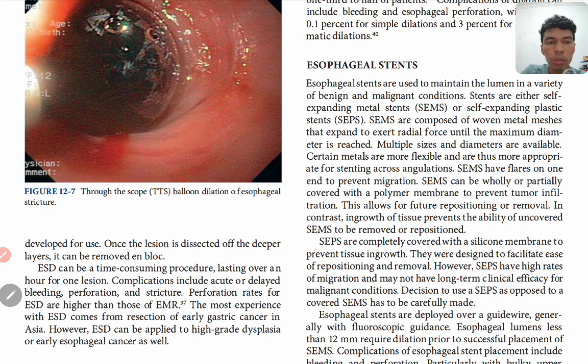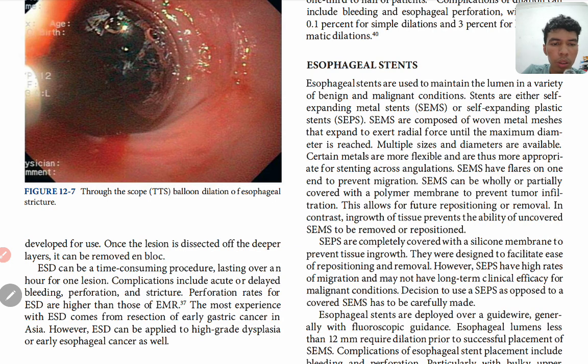Certain metals are more flexible and are thus more appropriate for stenting across angulation. Stents have flares on one end to prevent migration. Stents can be wholly or partially covered with a polymer membrane to prevent tumor infiltration. This allows for future repositioning or removal. In contrast, ingrowth of tissue prevents the ability of uncovered stents to be removed or repositioned.